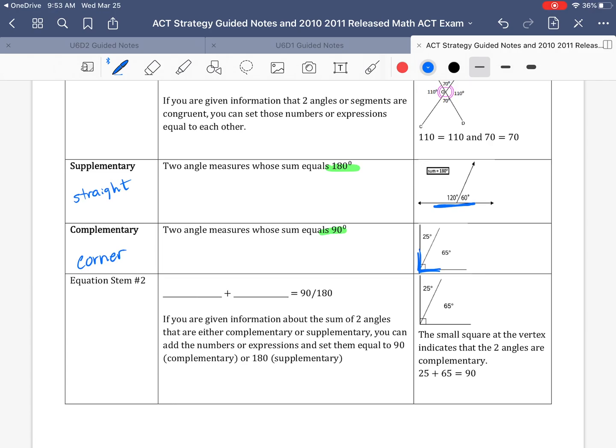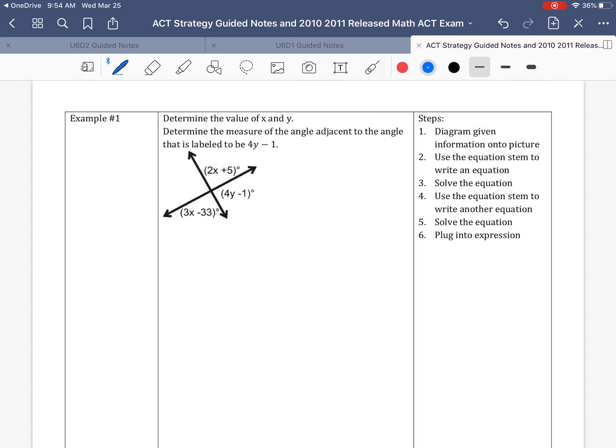And then the equation stem that you can use if you have information about either supplementary or complementary is that the sum of those 2 angles, in this case 25 and 65, would equal 90 degrees because it forms a corner. Okay? When we go through the ACT exam, I want you to be looking for where are we using angle pairs. Okay, here's an example of how we can use those equation stems in a practice example problem.